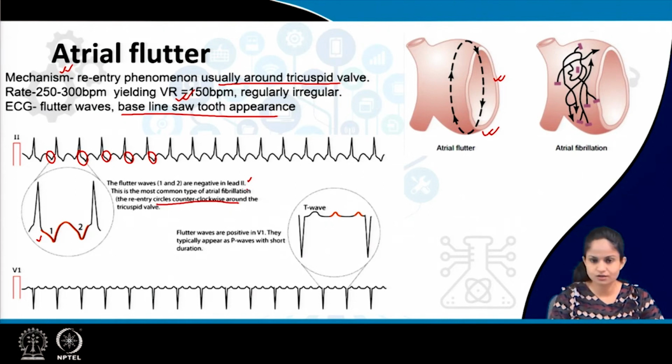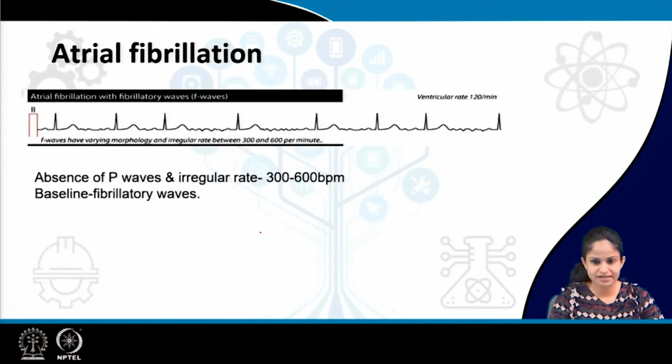In lead 2 it is occurring negative. So, obviously in lead V1 it will be positive, the flutter waves are positive. Typically they appear as the P wave with shorter duration. So, atrial flutter, next we come to the atrial fibrillation.